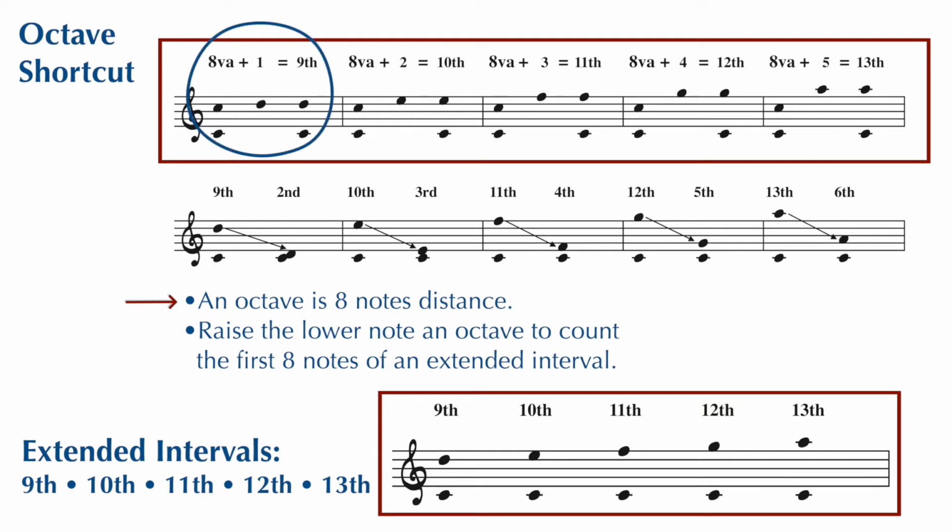So a 9th would be an octave, or 8, plus 1 step. A 10th would be an octave, or 8, plus 2 steps. An 11th is an octave plus 3 steps. A 12th is an octave plus 4 steps. And a 13th is an octave plus 5 steps.